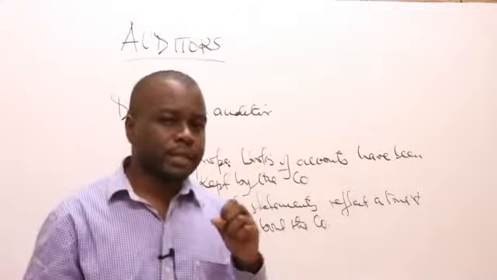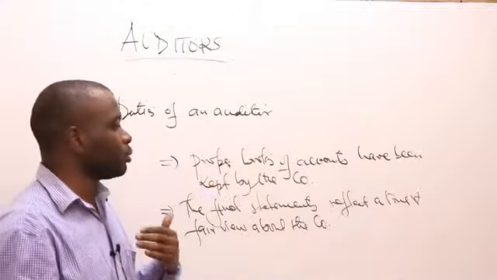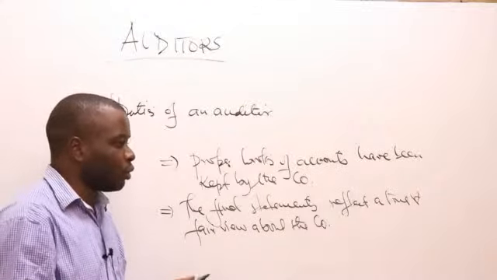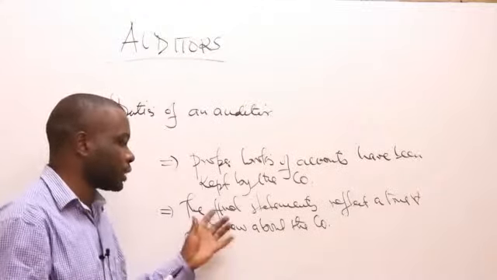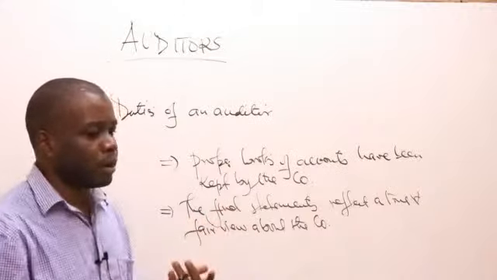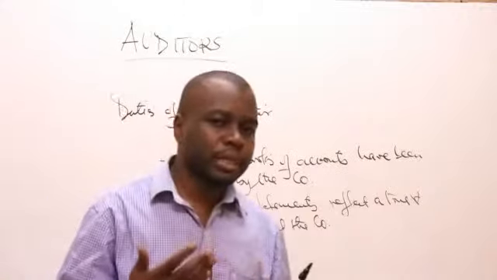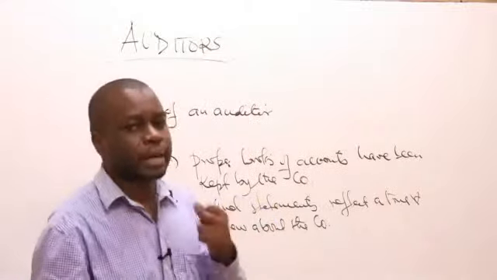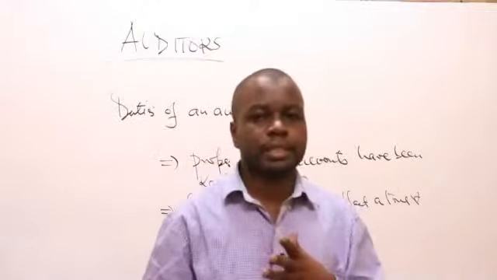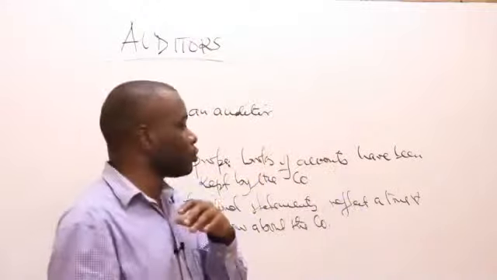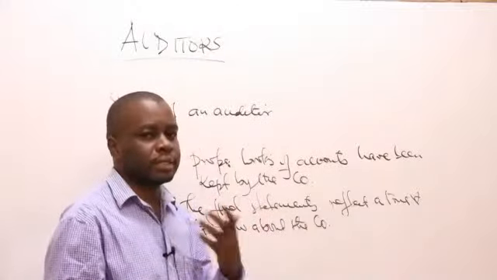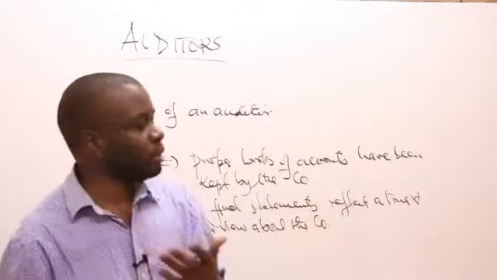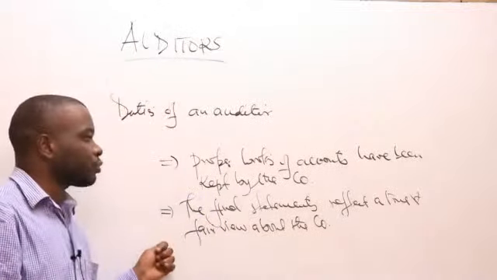So if he doesn't have the access or the right to information, then he won't be able to give an opinion on whether these books of accounts or the final statements reflect a true and fair view about the company. When you say right to information, it means that, for example, it could be right to access the books of accounts, right to access even the branches of the company. For example, if the company has branches in different places, then of course you have to allow the auditor to visit such branches such that he can get enough information to enable him to form an opinion on the affairs of the company.